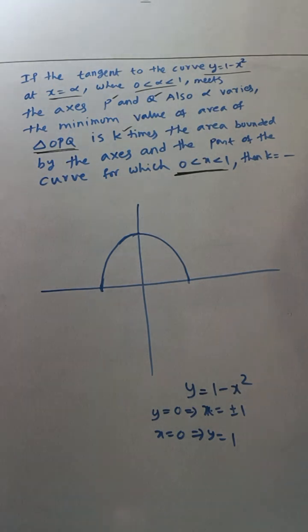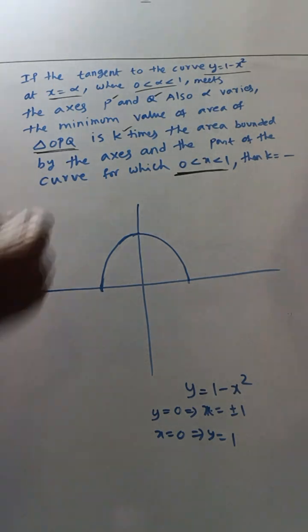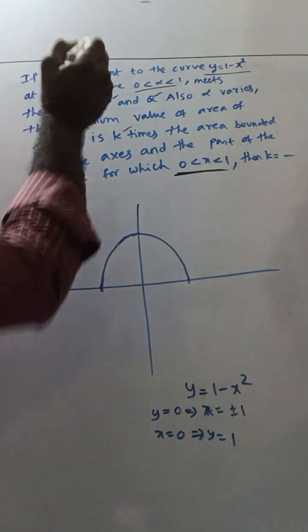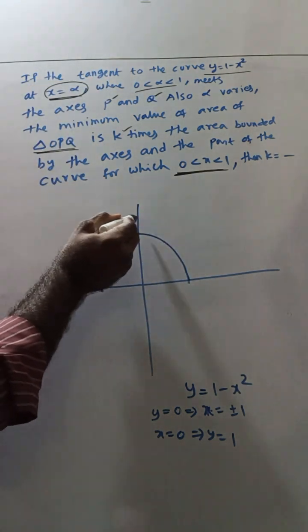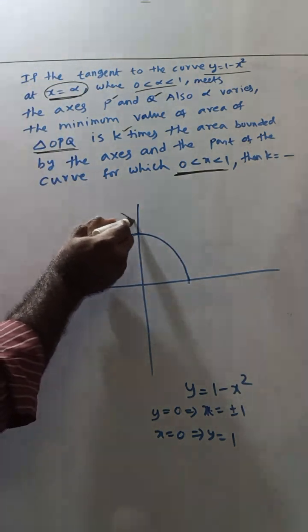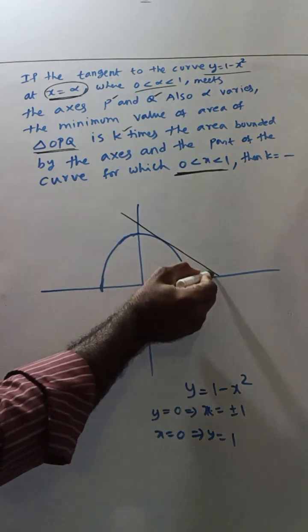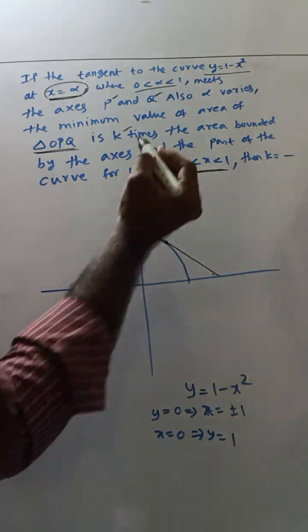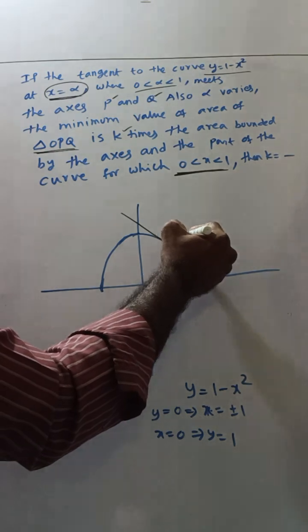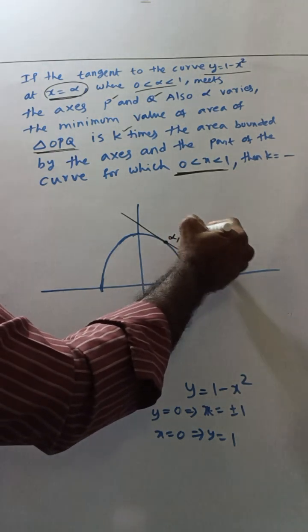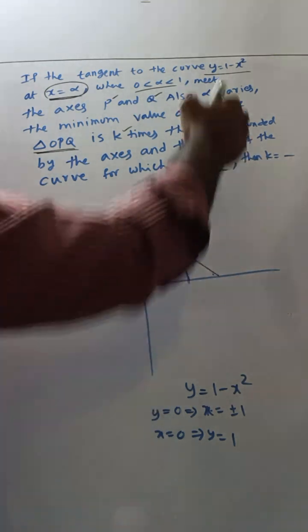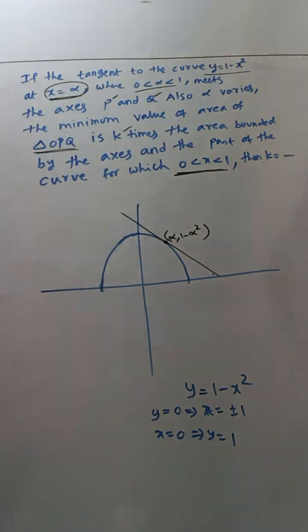Again, there is a tangent to the curve at a point x equal to alpha. So firstly I am drawing the tangent to this curve. Where? At alpha comma 1 minus alpha square, because x is equal to alpha. If I put this in, I will get alpha comma 1 minus alpha square.